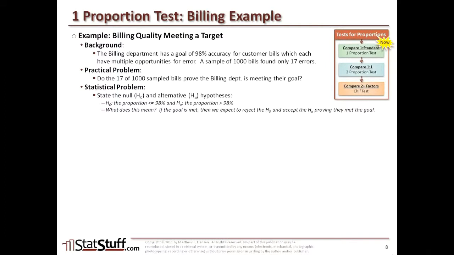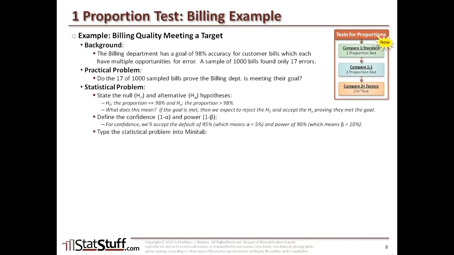And what does that really mean? Well, if the goal is met, we're going to expect to reject the null hypothesis, and we're going to accept the alternative hypothesis, which would prove that they've met the goal. Now again, we're going to use the same confidence and power levels here as we had before, the default of 5% alpha risk and default of 10% beta risk.